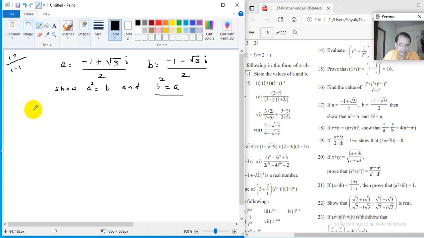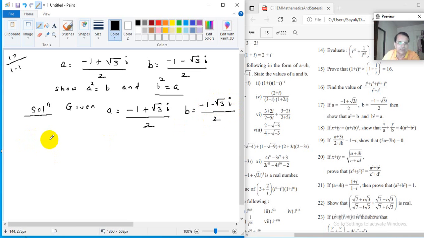So right, so solution. Given a is equal to minus 1 plus root 3i upon 2 and b is equal to minus 1 minus root 3i divided by 2. So what is now a square? A square I have to calculate. So a square means what? We have to calculate minus 1 plus root 3i upon 2 square.